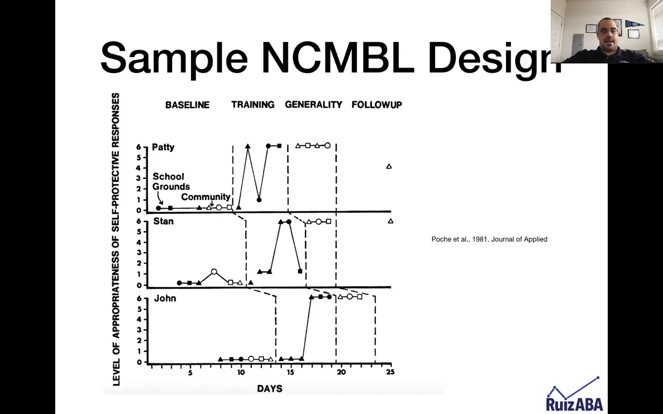You could argue John at the bottom there had a stable baseline, but since they didn't do the baselines at the same time, there's no way of knowing, right? And you'll notice Stan had a little hiccup, so they went ahead and did the training with Patty first, and then they went to John, and then Stan. So do you see how the non-concurrent multiple baseline is different? One, it can only be used with people, and two, the baselines are done at completely different points in time. Whereas the other two, the probe and the multiple baseline traditional, are done at similar or the same times.